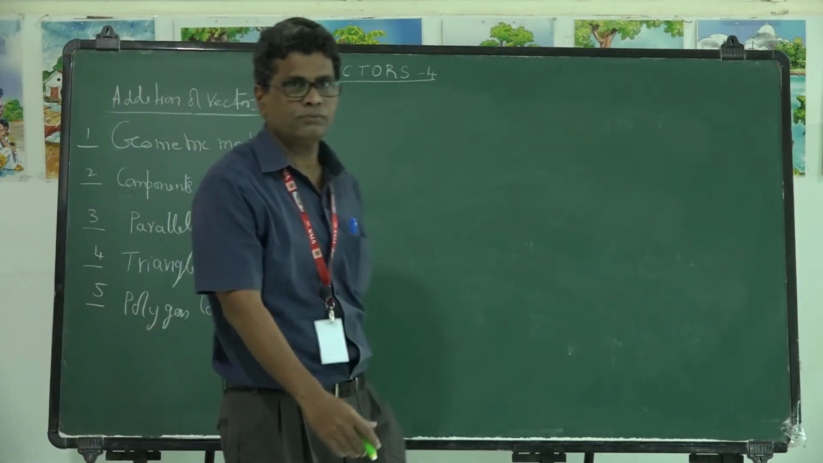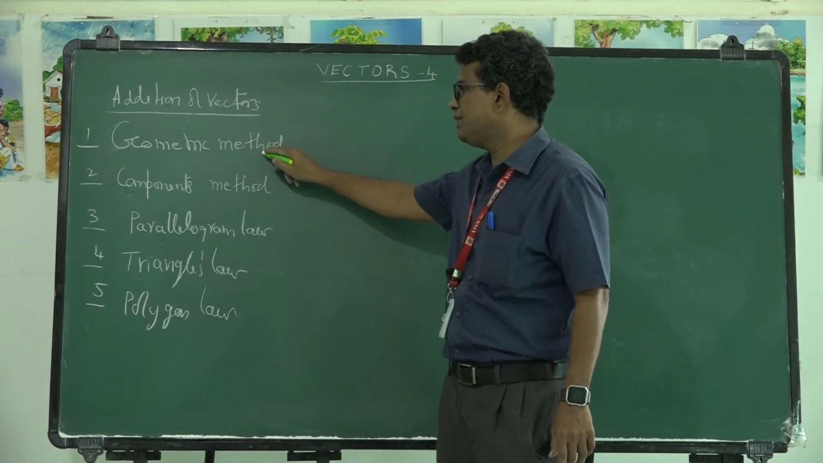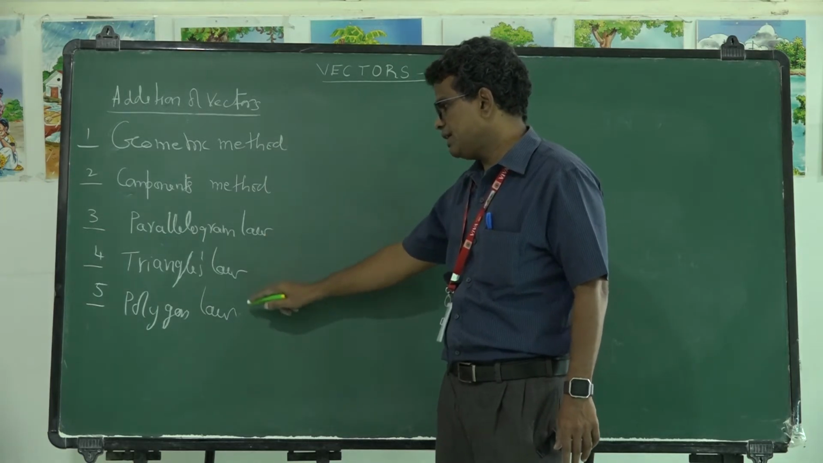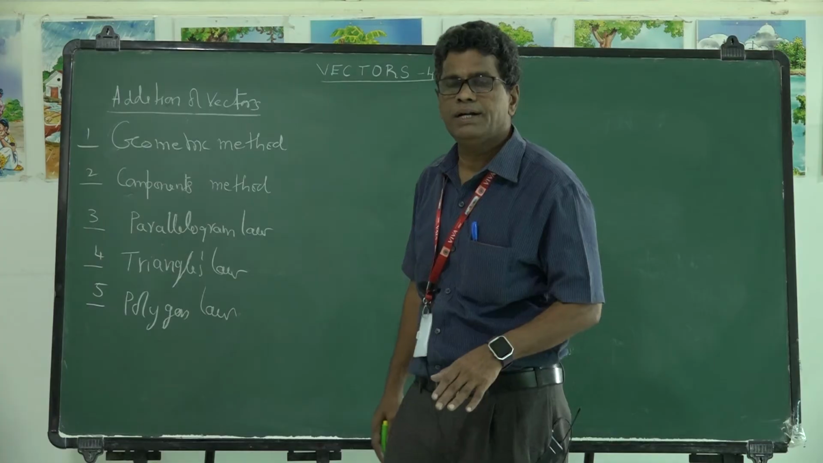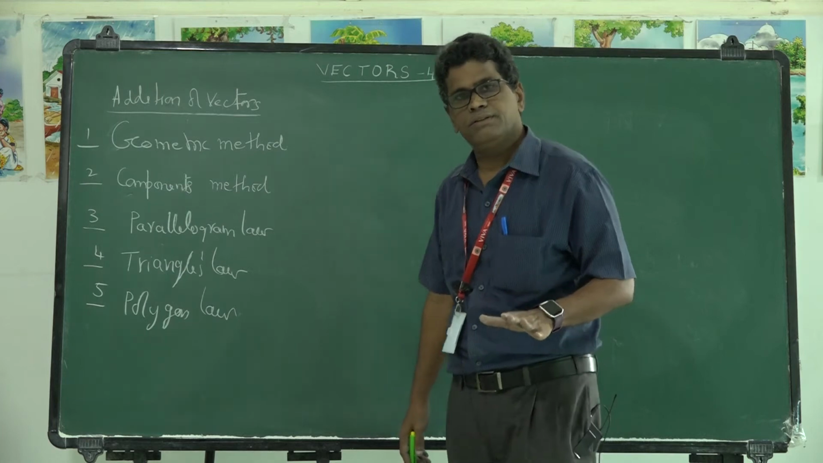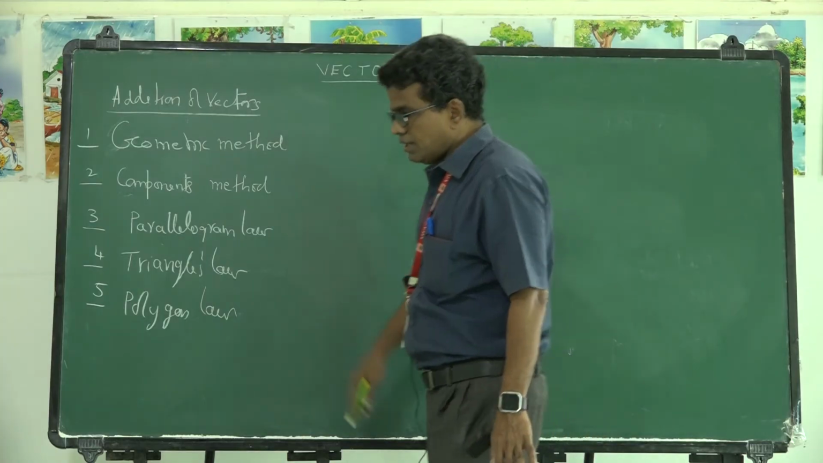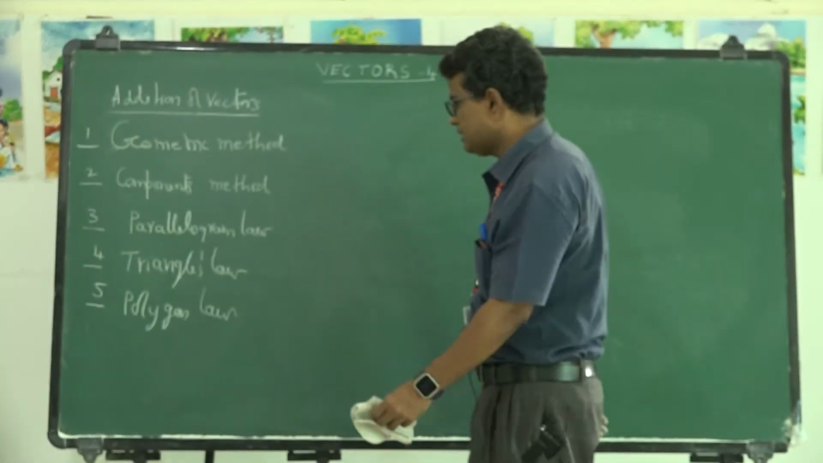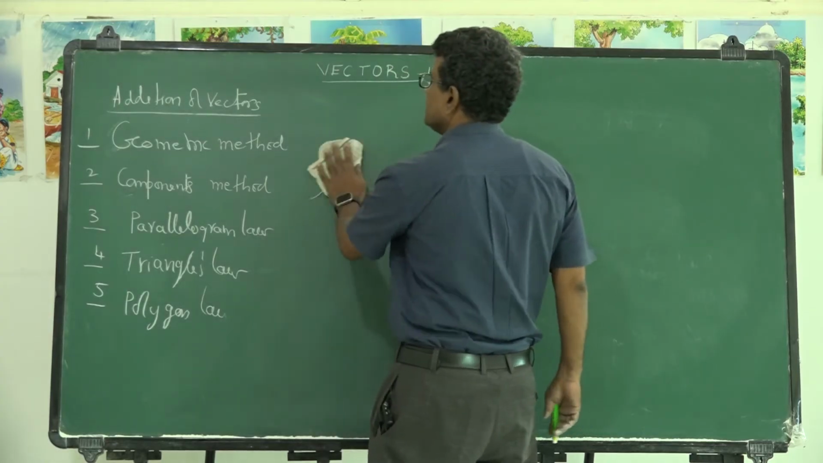So for addition of vectors, there are different methods: the geometric method and components method, parallelogram law, triangle law, polygon law. A vector should have magnitude and direction, and it should also obey the laws of vector addition. Then only it will become a vector quantity. Now we will see the first few methods. The first one is the geometrical method.